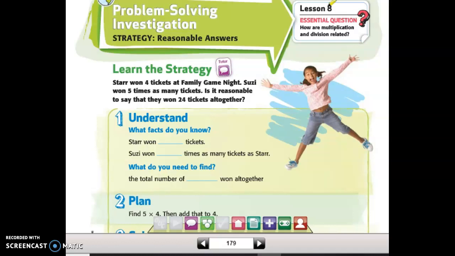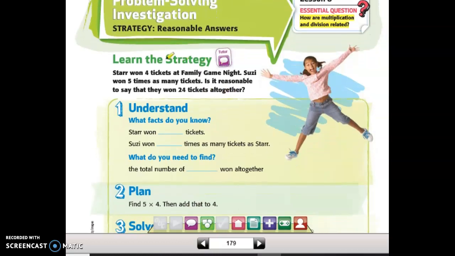We are on Chapter 3, Lesson 8. Our essential question: how are multiplication and division related? We are doing problem solving today. Yay! And our strategy is reasonable answers. I like to use reasonable answers when we're talking about rounding. At least this first problem doesn't have rounding, but we'll go ahead and solve it and see if the answer that they give us in the problem makes sense. Okay, so I've got my highlighter ready.